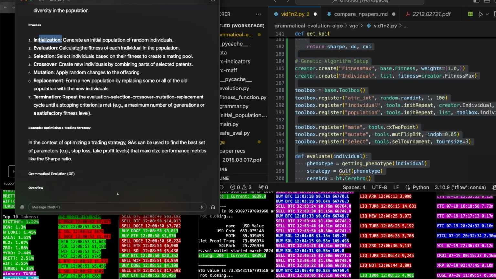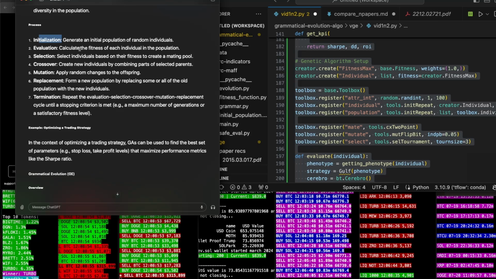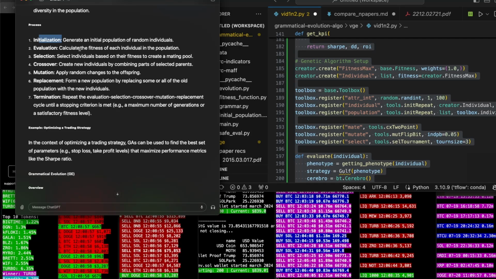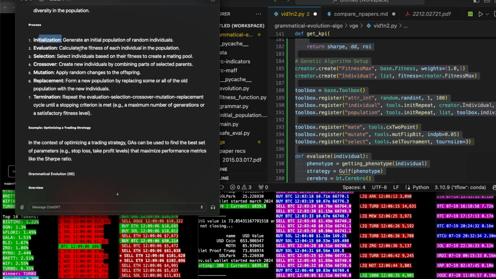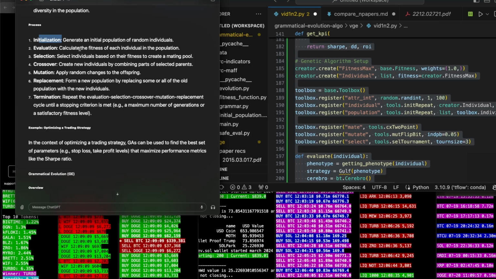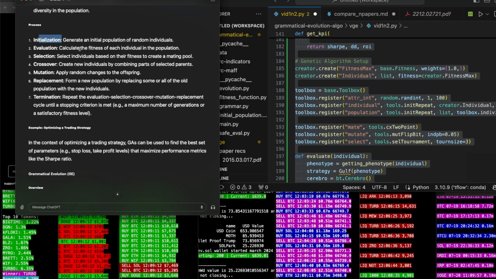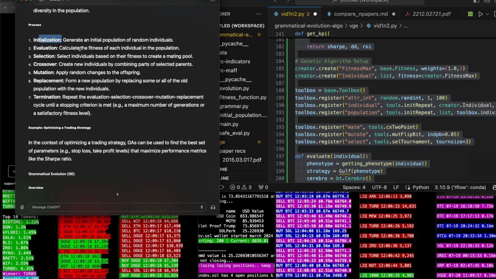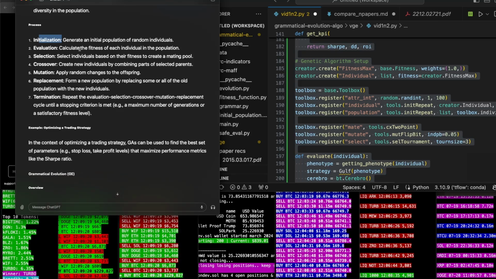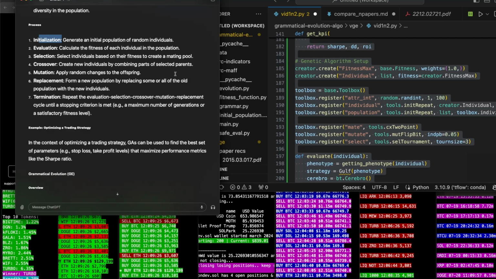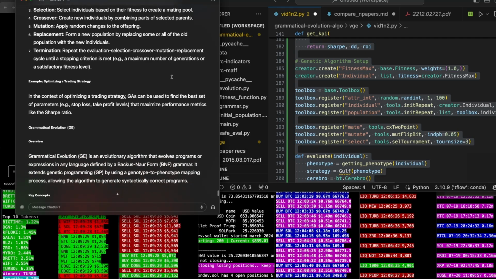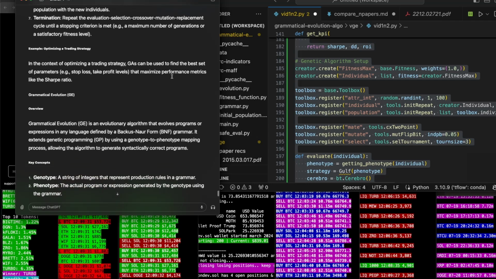Initialization, generate an initial population of random individuals. Evaluation, calculate the fitness of each individual in the population. Selection, select individuals based on their fitness to create a mating pool. Crossover, create new individuals by combining parts of selected parents. Mutation, apply random changes to the offspring. Replacement, form a new population by replacing some or all of the old population with the new individuals. Termination, repeat the evaluation, selection, crossover, mutation, replacement cycle until a stopping criterion is met.